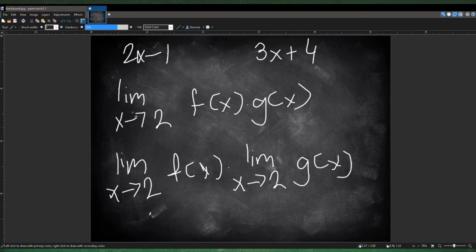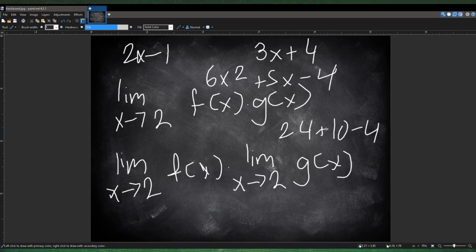Okay? So if you're multiplying them together, that would be 6x squared, that's 8, that's -3, so that's plus 5x. This is minus 4. So plugging that in, that's 4, that's 24, that's 10, and that's minus 4. So altogether, that's 30. Right?